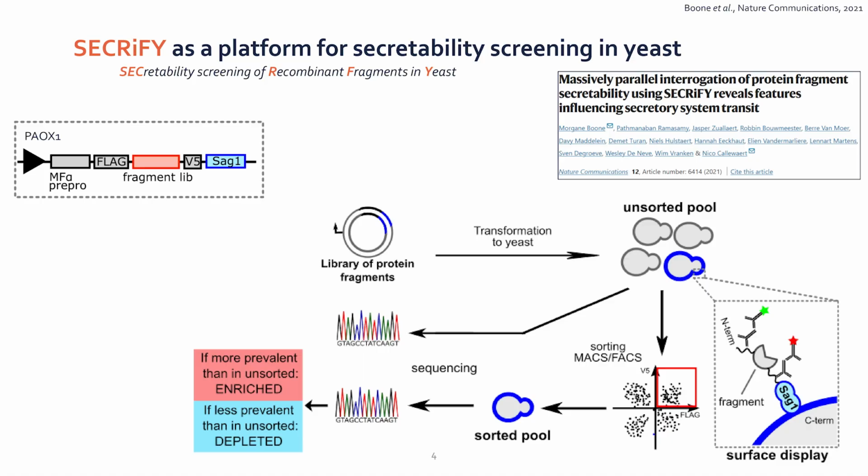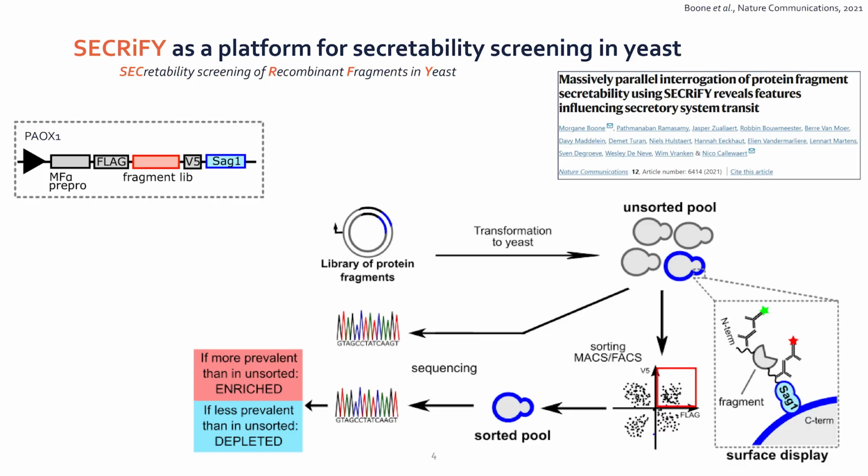And last but not least, we have a fusion to the SAG1 protein or part of the SAG1 protein. And this is very important because we will use surface display as a proxy for secretability. And it works like this. You have your library of proteins or protein fragments in our case. You transform them to yeast. And then if a protein can get secreted, it will travel throughout the secretory pathway. But because it is fused to the SAG1 protein, it will be retained onto the yeast cell wall. So you can see that in the lower right corner. SAG1 will make sure that your protein is stuck to the cell wall.